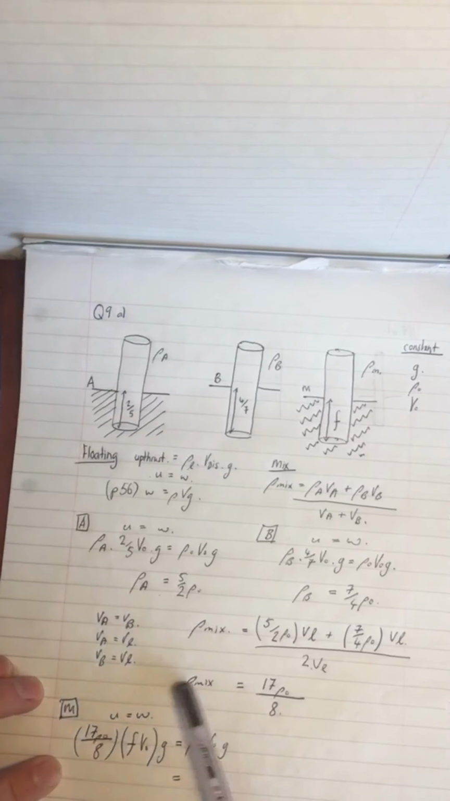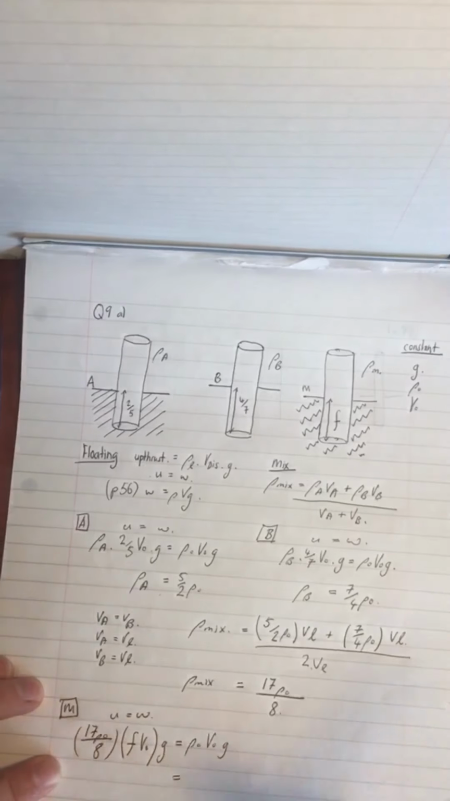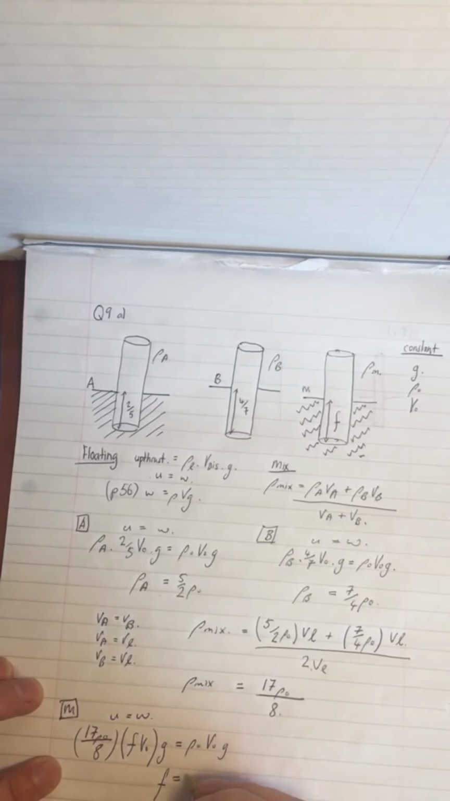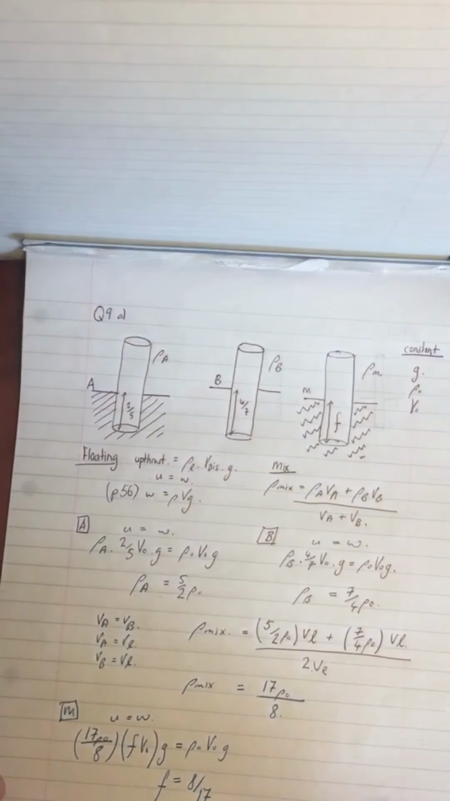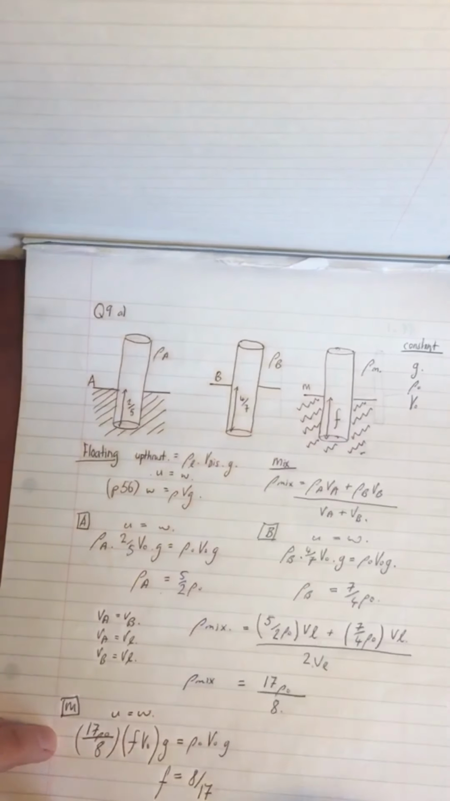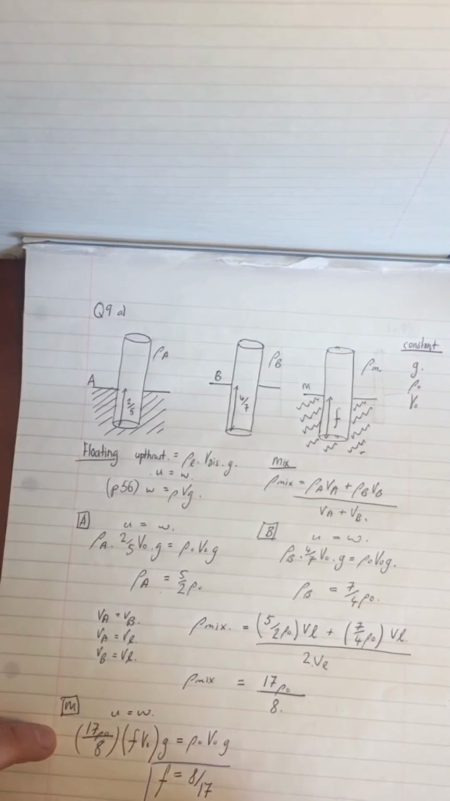Okay, so now when we work that out, we get that F is equal to 8 over 17. So that answers our question for the fraction of the axis. I like to put a little box around it, just for ease of correction. Yeah, so that's that done.